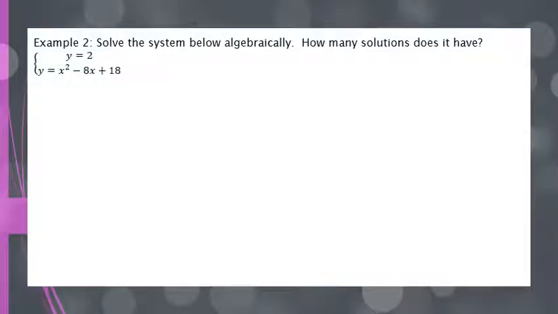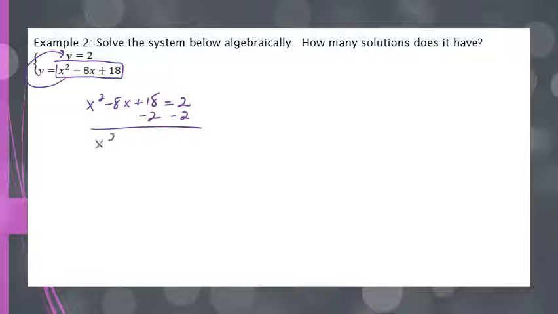We're going to solve this system using substitution again. The nice thing about this problem is that I already know that y equals 2, so that's kind of nice. So I'm going to take this expression here, the quadratic expression, and I'm going to substitute it for y in the top equation. So I would have x squared minus 8x plus 18 equals 2. My first objective is always to get the right side equal to 0, so I'll be subtracting 2 from both sides. And I have x squared minus 8x plus 16 equals 0.